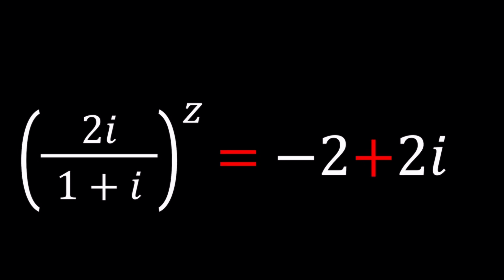This channel is all about complex numbers, and in this video we're going to be solving an exponential equation, a rationally exponential equation with complex numbers. So z is an unknown, z is a complex number. What is a complex number?